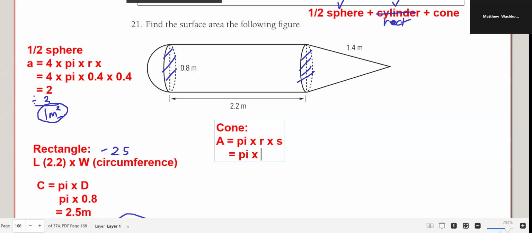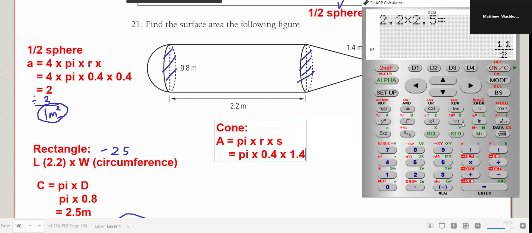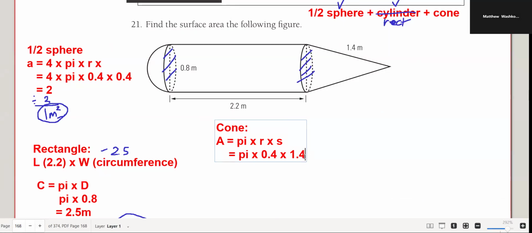Pi times my radius is 0.4, not 0.8. My slant is 1.4. Pi times 0.4 times 1.4. 1.76. We'll just go to 1.8 just because it keeps it simple. 1.8 meters squared.